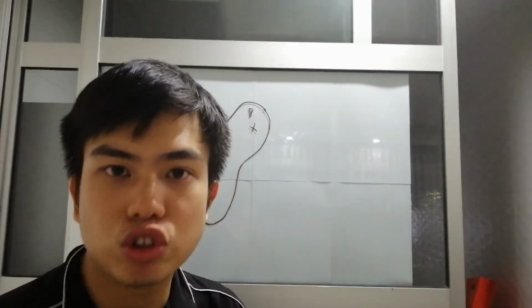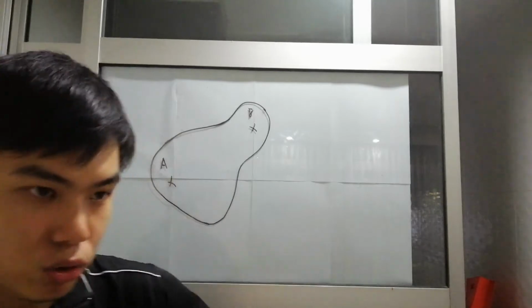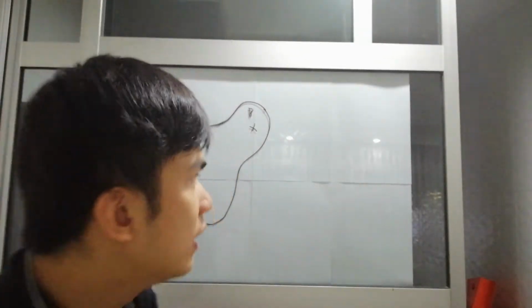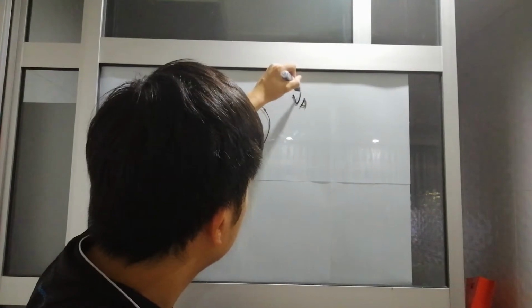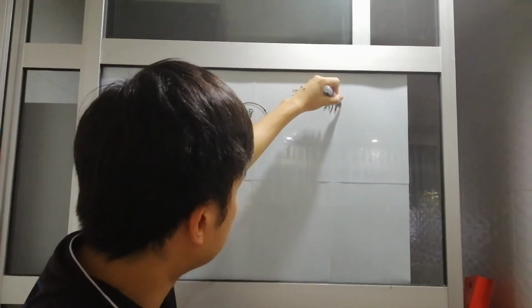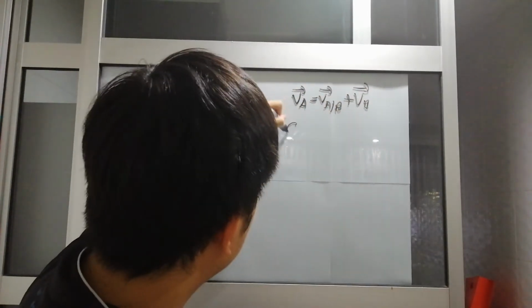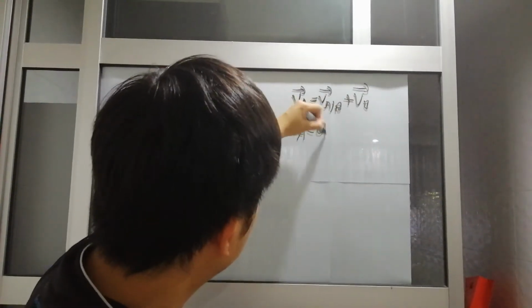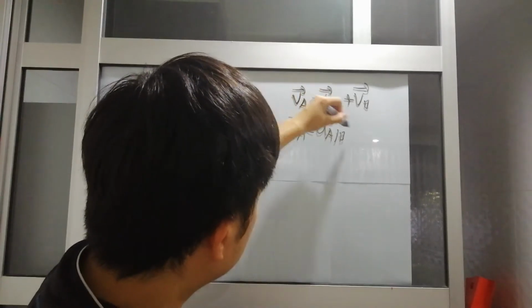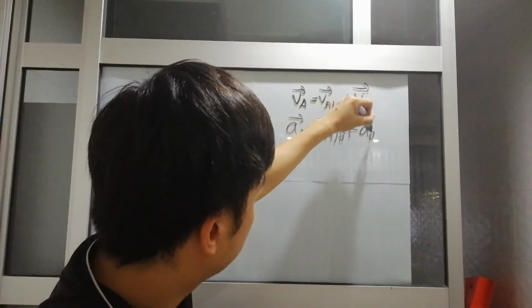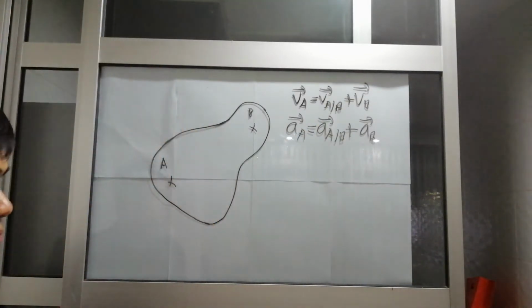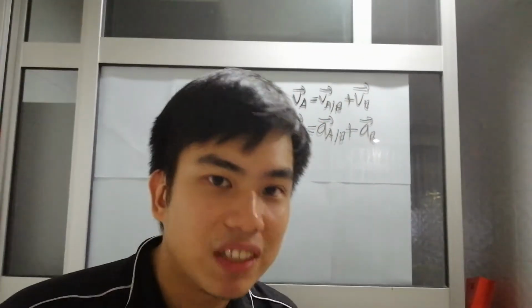For kinematics of rigid bodies, there are actually a few important concepts to understand, but the equation is actually extremely simple. The only two equations you need for tutorial 5 are: VA is equal to VA/B plus VB, and the other equation is acceleration of A is equal to acceleration of A with respect to B plus acceleration of B. Now, this might seem very simple, but it's important for us to really understand what these equations mean.